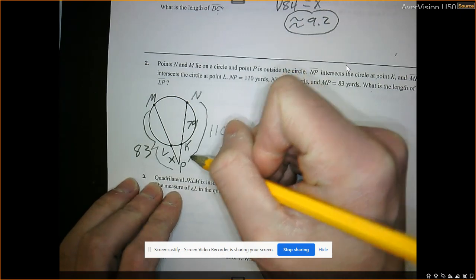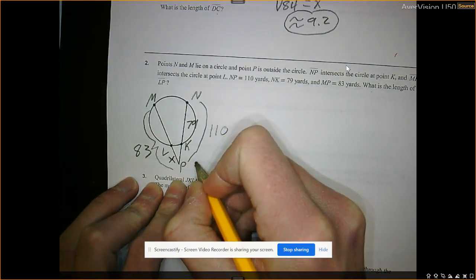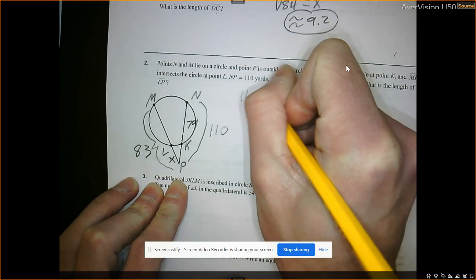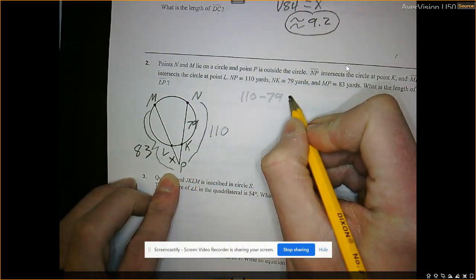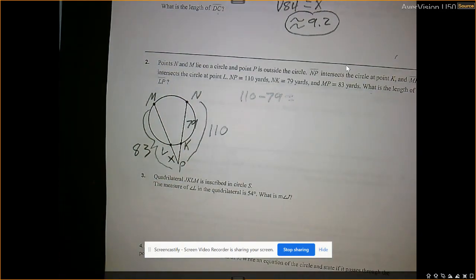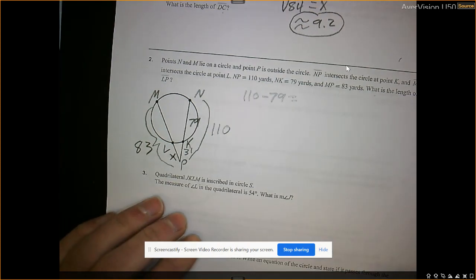Okay, and if it's whole length times external length, well, then we need to find this external length, which we can find real quick by doing 110 minus 79, right? Because that'll give us this length. Well, 110 minus 79 is 31, so that makes this 31.